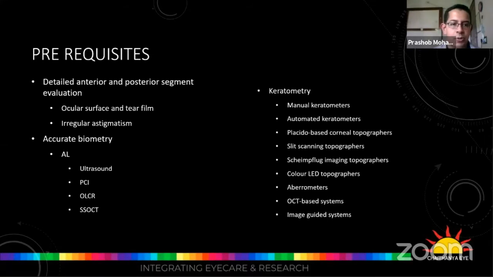Now, the prerequisites for selecting a toric IOL are that first, our diagnostics should be correct, because it is always garbage in, garbage out. So the detailed anterior and posterior segment evaluation should be done, and special attention has to be given to the ocular surface and tear film. As Dr. Arup had explained before, it is imprudent to do the biometry on the same day as dilatation and applanation tonometry. So even if you use artificial tears, do not do it on the same day. Either you do it before doing the investigations, before touching the eye, or after a few days. You need a virgin cornea for doing the biometry.